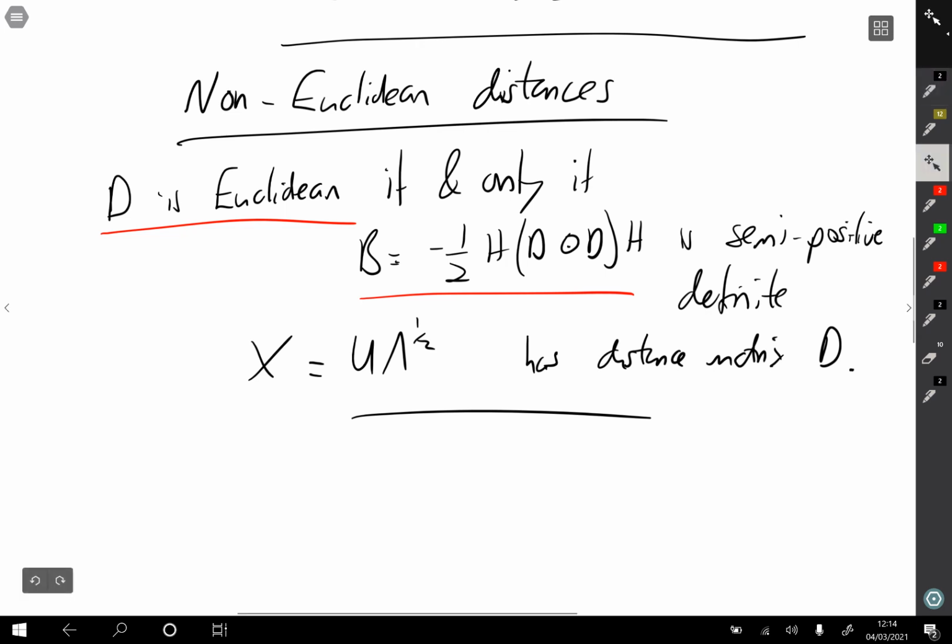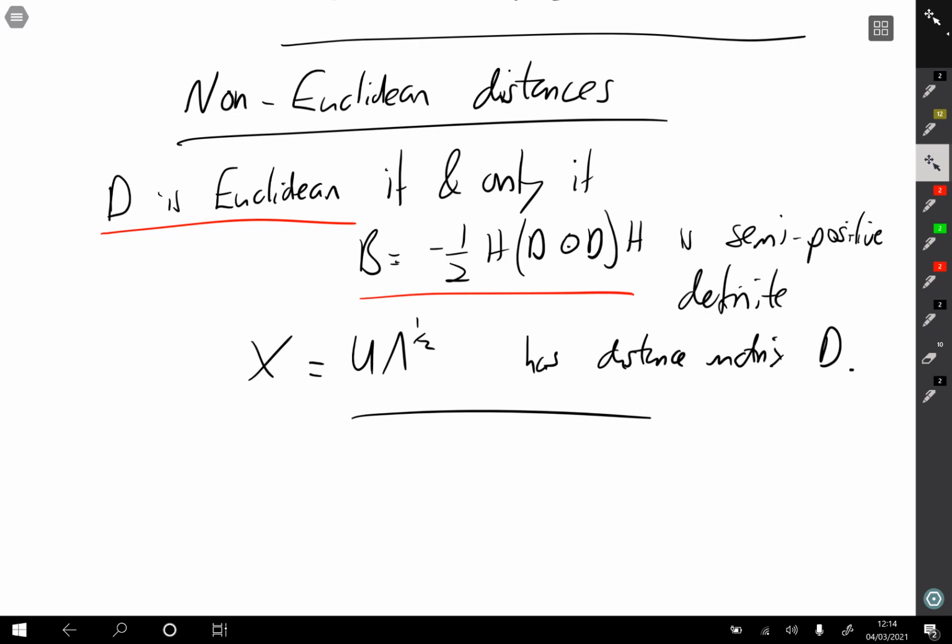Now, often we'll be given a distance matrix D that isn't Euclidean, or maybe not quite Euclidean. Maybe our points have been recorded with error, maybe there's a measurement error process going on, or maybe there just isn't a Euclidean configuration at all. Now the theorem can still be useful, what we did before.